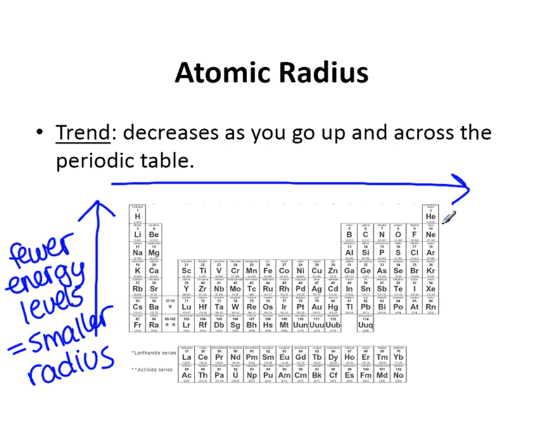Yes, there might be more electrons, but remember, electrons are super tiny compared to protons. So as you're going across left to right, there are more protons. This creates a greater pull on the electrons, and then that makes a smaller radius.